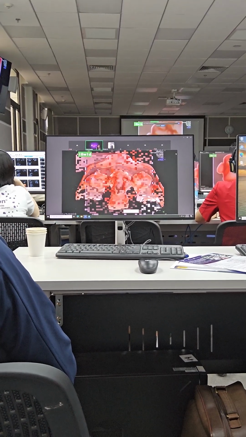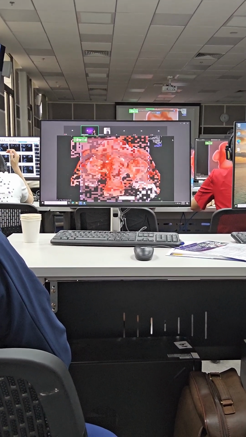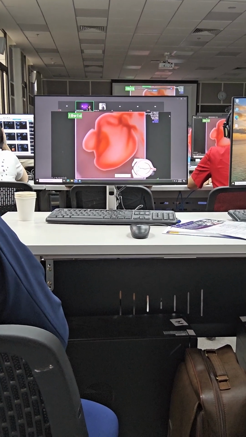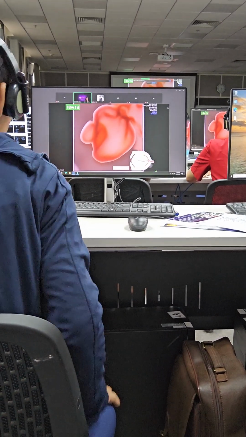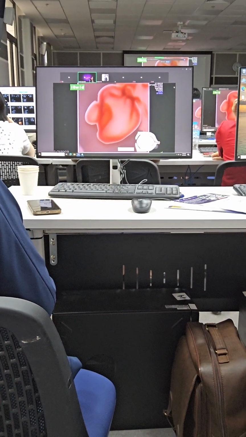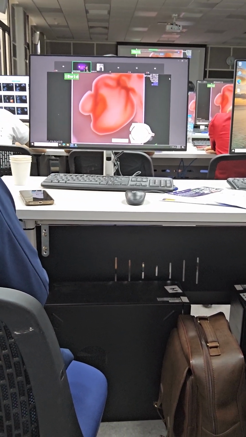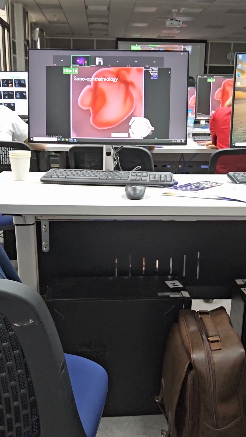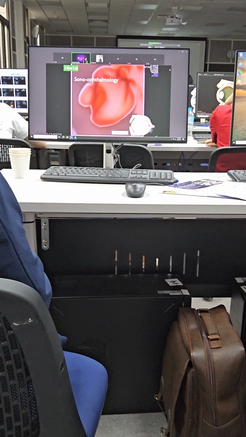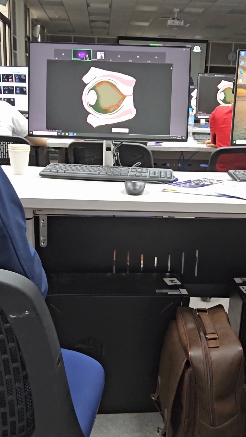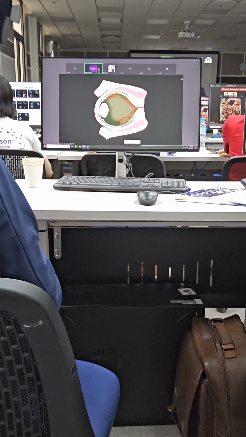But this is not the new one. The new images, those are in 2014 or 15. So this is 10 years old. But this is one of the sonography technology. And then here you can see this is the eyeball, and then sometimes the eye lens.